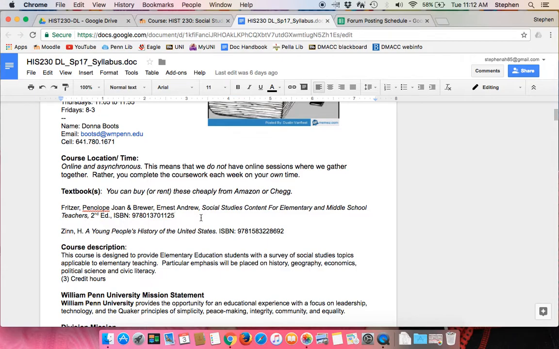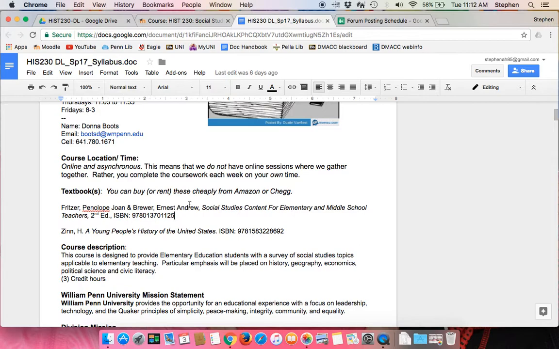Another required text for the class is a book by Howard Zinn called A Young People's History of the United States. This is a wonderful book that does a very good job of giving us an unknown, or maybe unheard, side of American history. He has a very interesting take on American history, and that will be another course text.